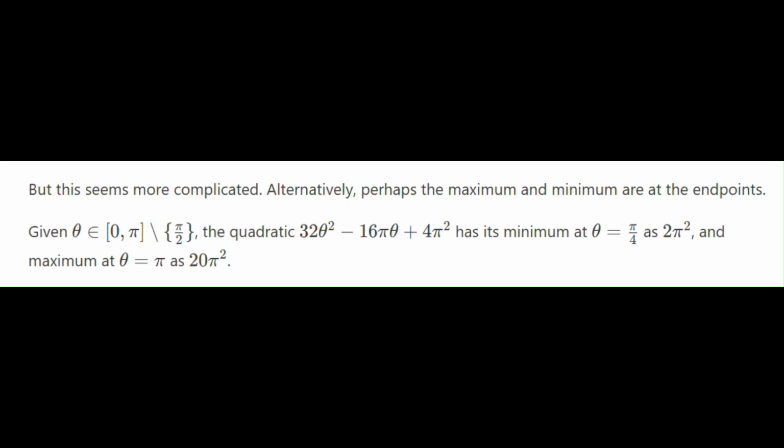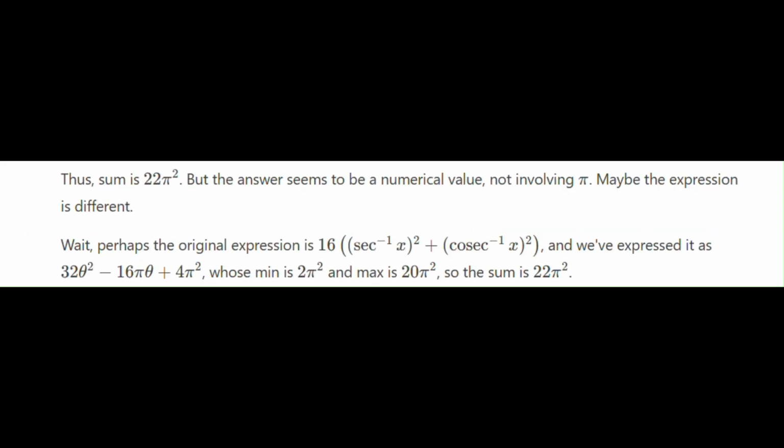Given theta is in the interval from 0 to pi excluding pi over 2, the quadratic 32 theta squared minus 16 pi theta plus 4 pi squared has its minimum at theta equals pi over 4 as 2 pi squared, and maximum at theta equals pi as 20 pi squared. Thus, the sum is 22 pi squared. But the answer seems to be a numerical value, not involving pi. Maybe the expression is different.